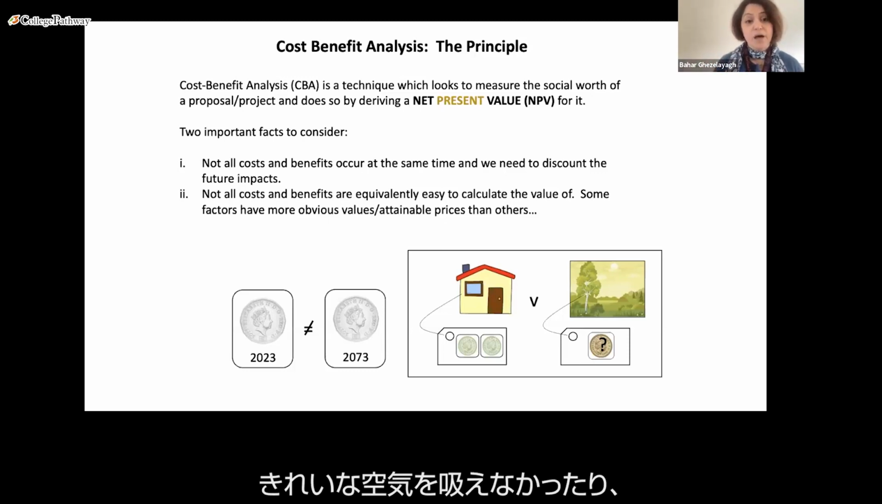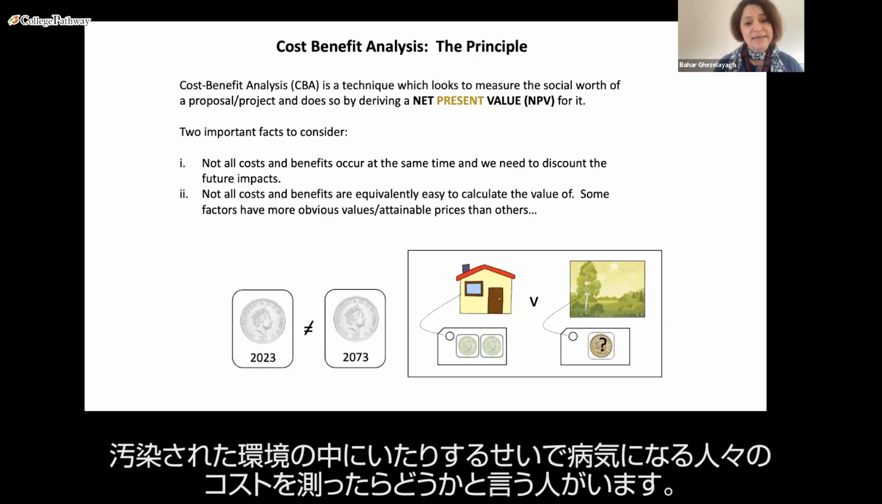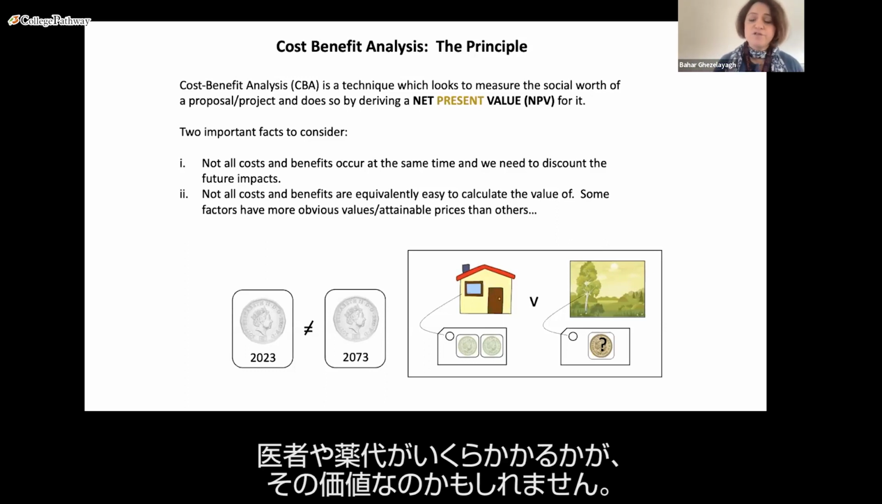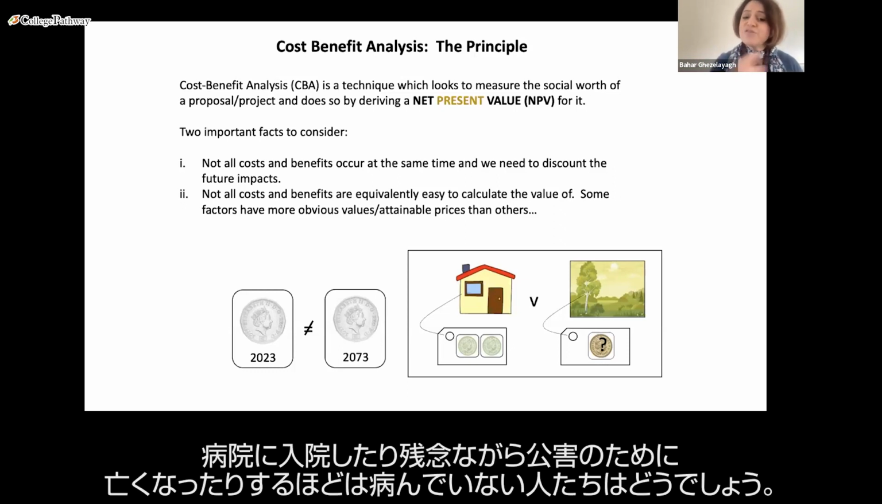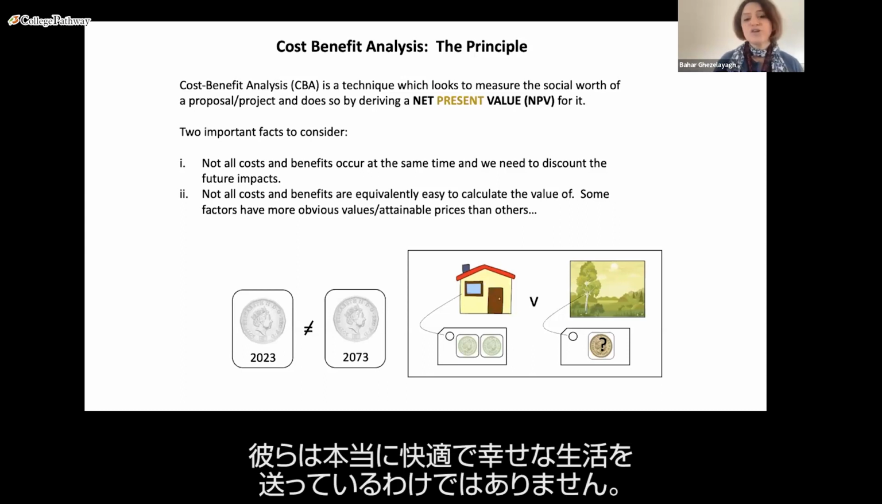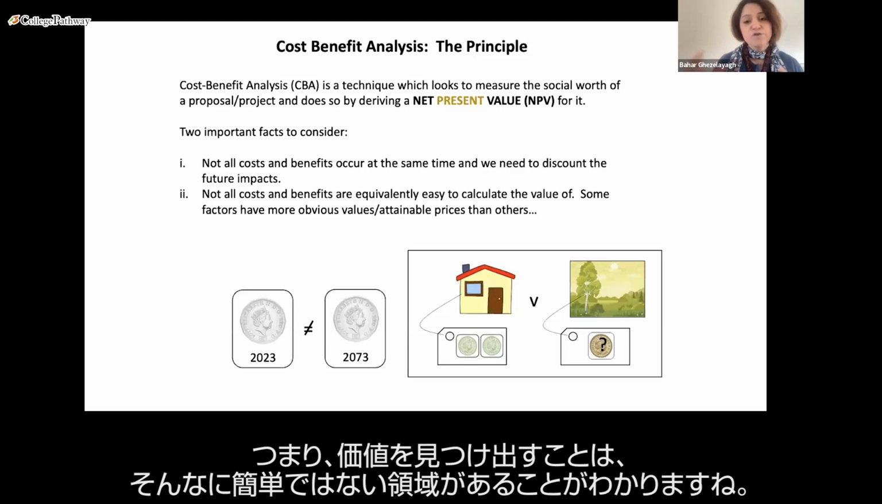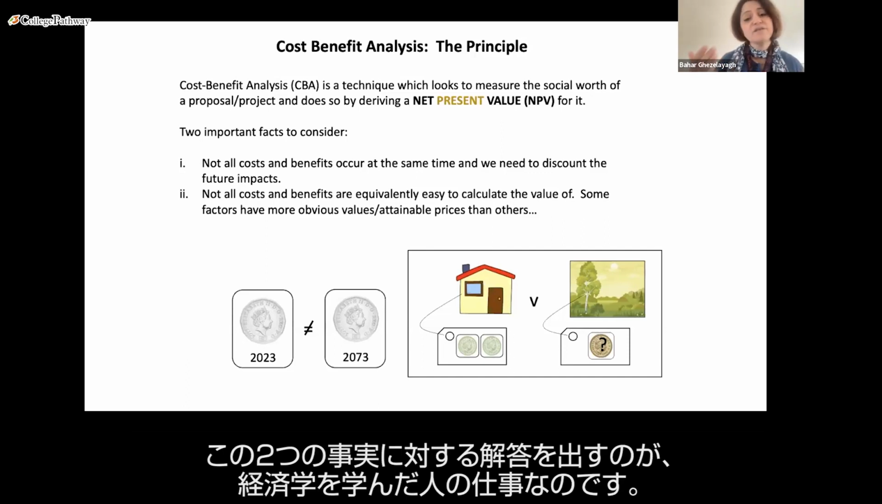Some people say, why don't we measure the cost of people getting sick, of not having clean air, of having a polluted environment, see how much the doctors and medicines cost. Maybe that is the value. That could be a measure. But what about everyone else who are not as sick as those who are in hospitals or unfortunately are dying because of pollution? But they are not simply living a comfortable and happy life. So you see that there are some areas where it's not very easy to come up with a value. And this is a job of someone who's studied economics, to come up with solutions for these two facts.